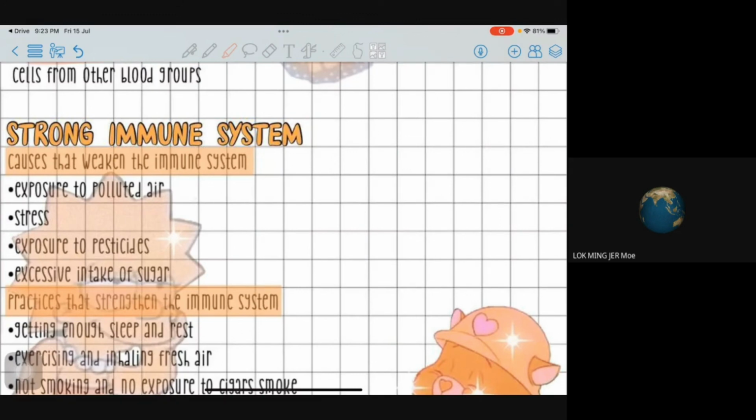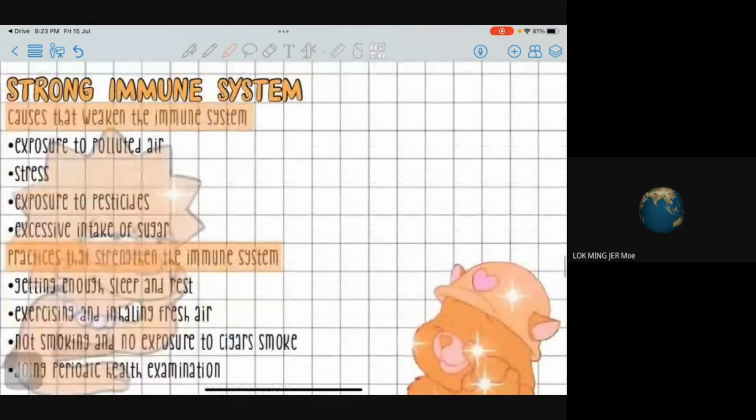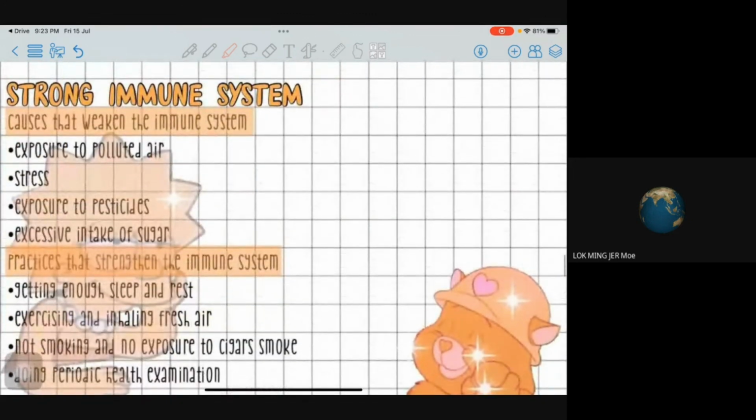And then practices that strengthen the immune system. How do we want to strengthen our immune system? What you can do is get enough sleep and rest, and do not spend a lot of time looking at the phone until 2 a.m. And then exercising and inhaling fresh air.